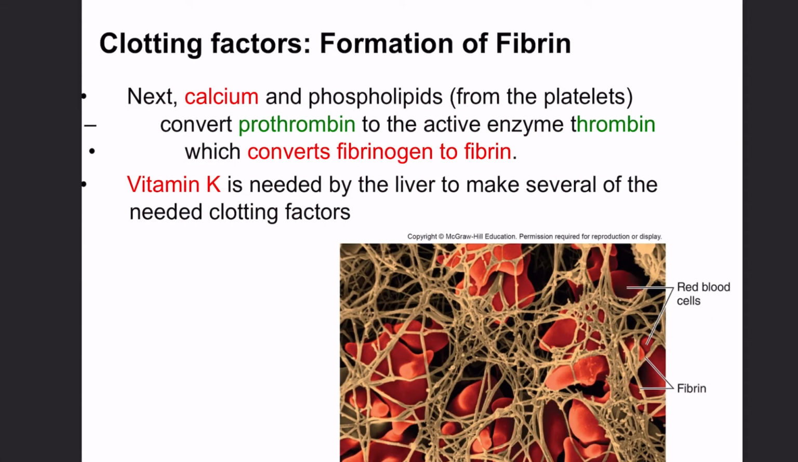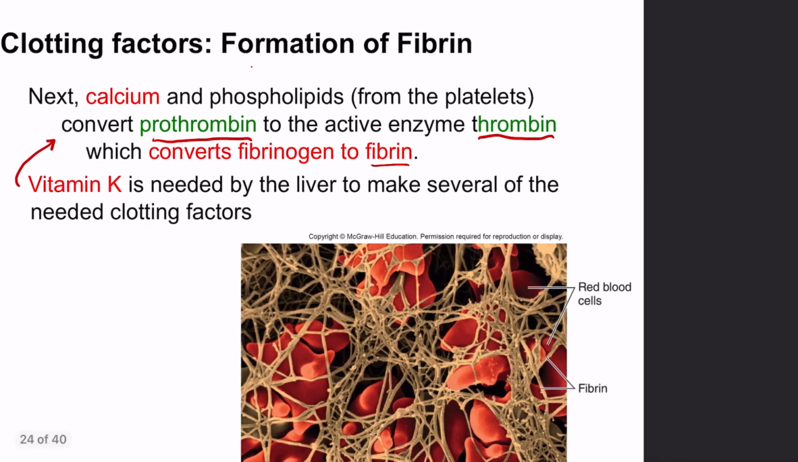Calcium and phospholipids from the platelets are going to convert prothrombin to an active enzyme called thrombin. This is another protein that's found in our blood, and that is going to convert fibrinogen to fibrin. So prothrombin and thrombin are known as clotting factors, and vitamin K, which we can receive from our diet, is needed by our liver to produce these clotting factors.